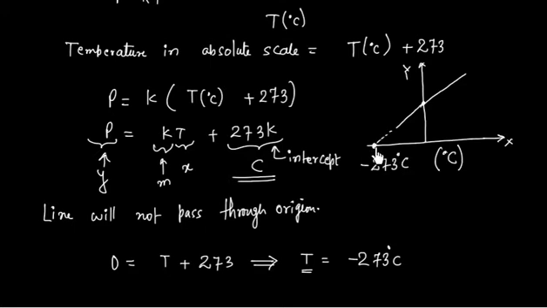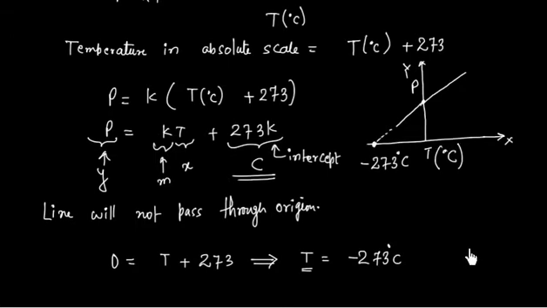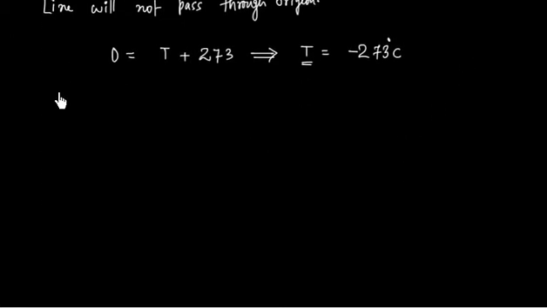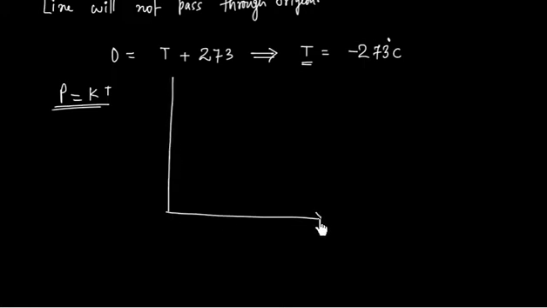At this temperature we will have 0 pressure. Basically on the y-axis we have pressure and on the x-axis we have temperature. Now let us say we plot the same graph but for a different volume. So P is equal to KT. We can plot this graph for different volumes. So let us say, as we said, this is a straight line passing through the origin.